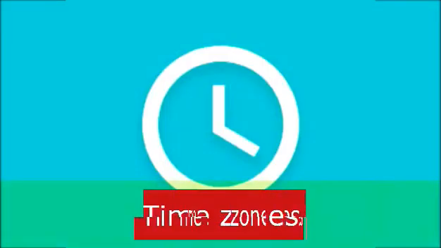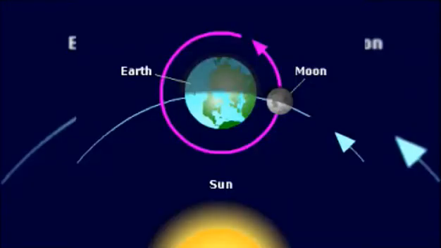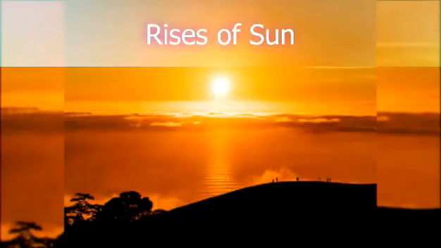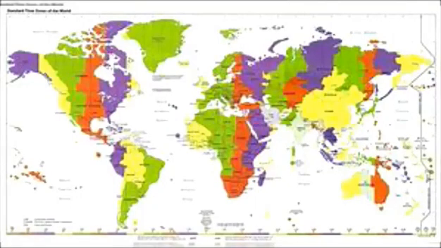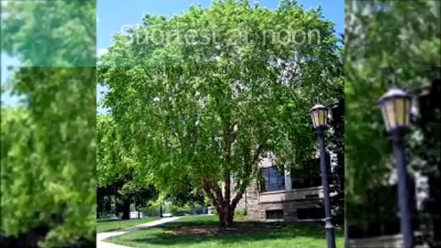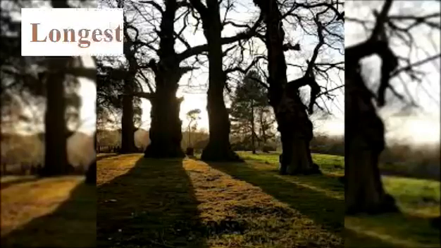Time zones. The best means of measuring time is by the movement of the Earth, the Moon, and the planets. The sun regularly rises and sets every day, and naturally, it is the best timekeeper throughout the world. Local time can be reckoned by the shadow cast by the sun, shortest at noon and longest at sunrise and sunset.